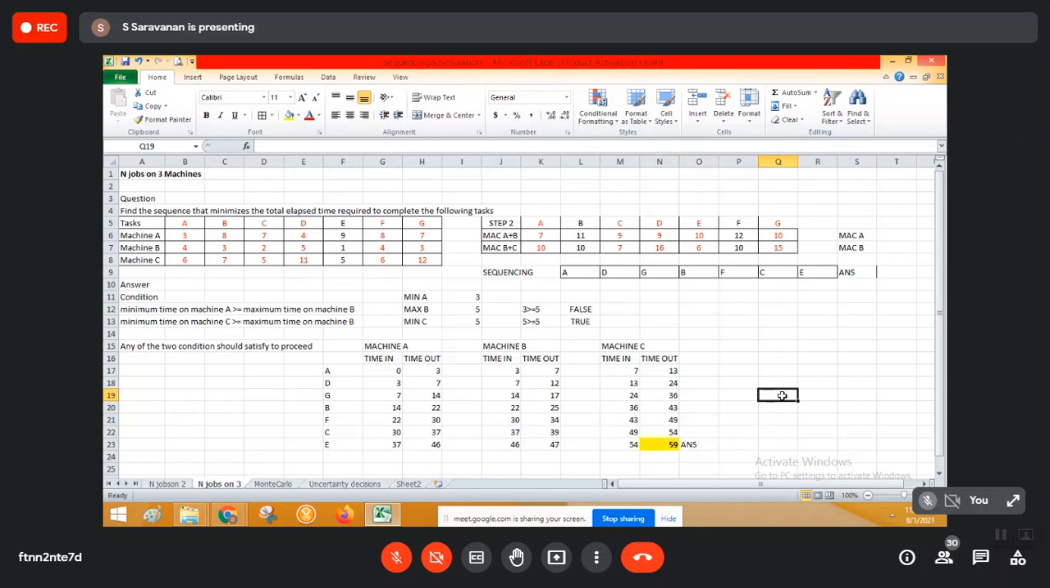So we have done two things here. We have made a sequence, right? And out of that sequence, we also had a minimum elapsed time. Two answers we got. Now we need to know what is the idle time. What is the idle time for machine A, machine B, C? Right? We have three machines. Okay. For A, what is the idle time?